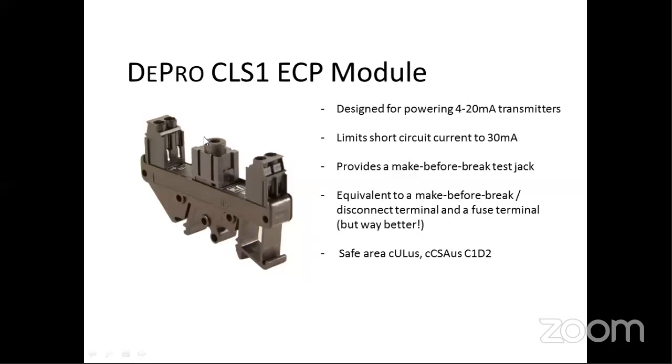And it has a make before break jack sitting here in the middle. So that's where you could plug in. We have a little cable that would go between your meter, plug into this device. You could take a current reading during commissioning or troubleshooting or calibrating. And when you want to move on to the next circuit, you just unplug and move on. There's no sliding links or disconnects to be operated. For safe area, it's cUL US listed, and for Class 1 Division 2 applications, it's CSA US.